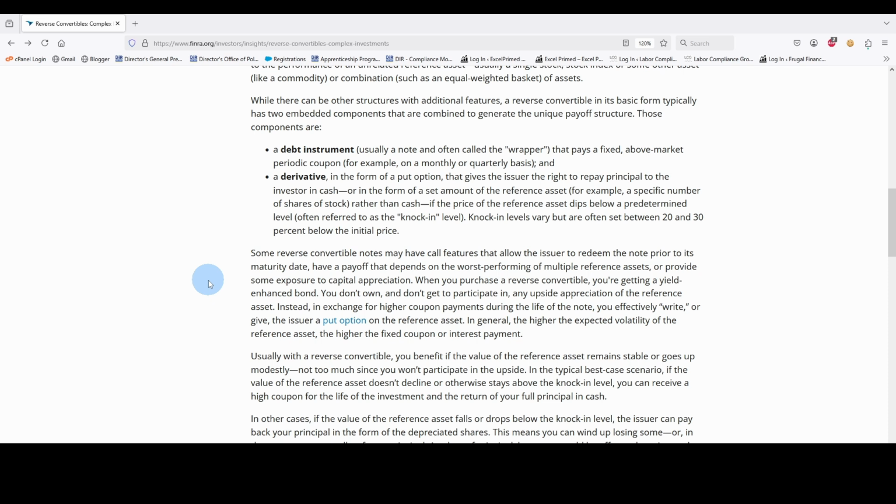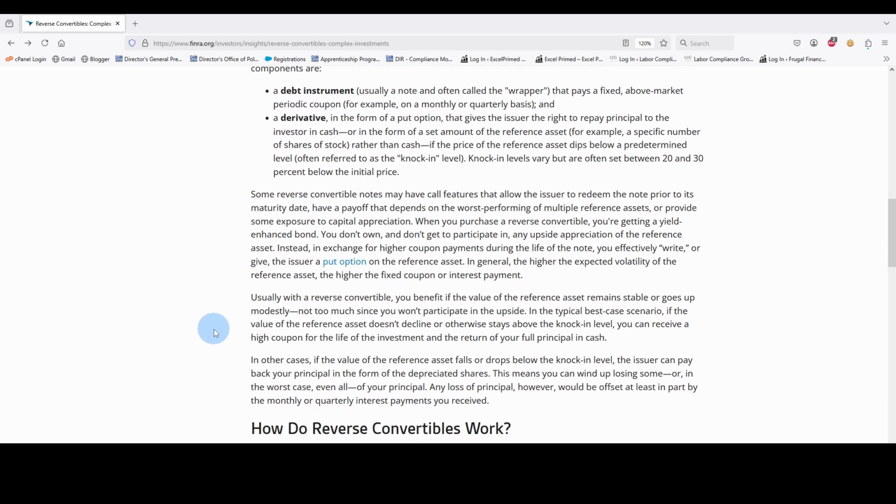When you purchase a reverse convertible, you're getting a yield-enhanced bond. You don't own and don't get to participate in any upside appreciation of the reference asset. Instead, in exchange for higher coupon payments during the life of the note, you effectively write or give the issuer a put option on the reference assets.